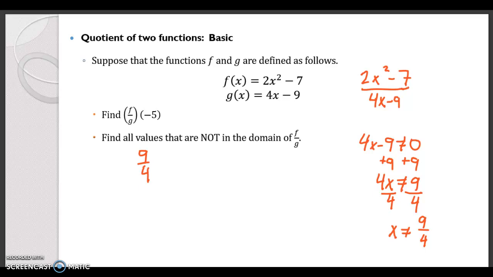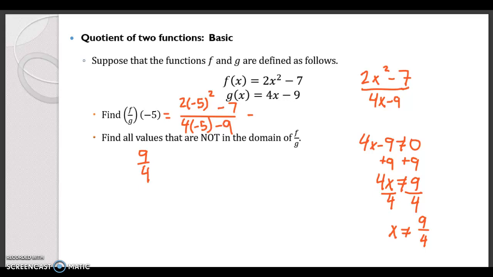Well, we can take this function and we can plug in -5. So we would get 2 times (-5) squared. Now why am I putting it in parentheses? So I don't forget those negatives. Minus 7 over 4 times (-5) minus 9.